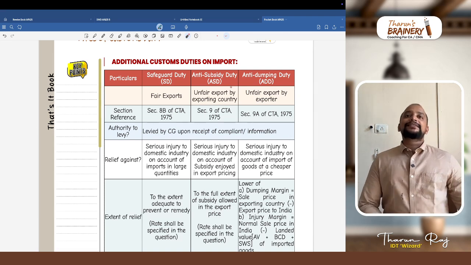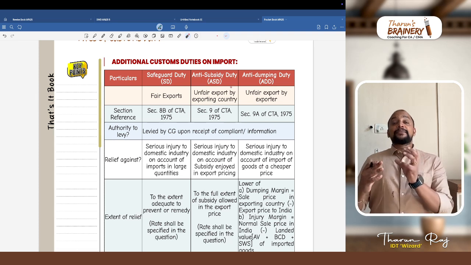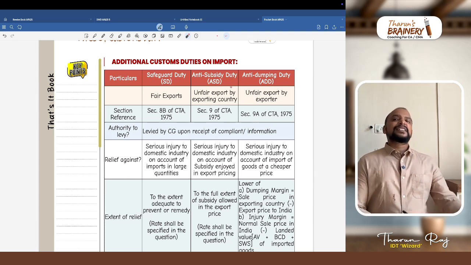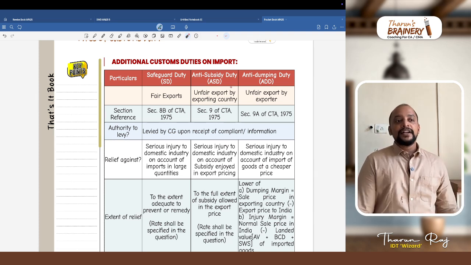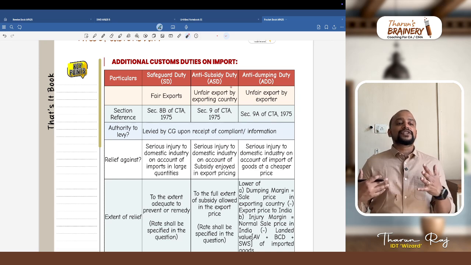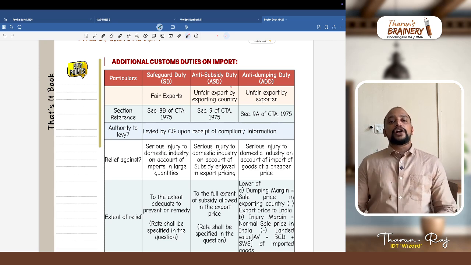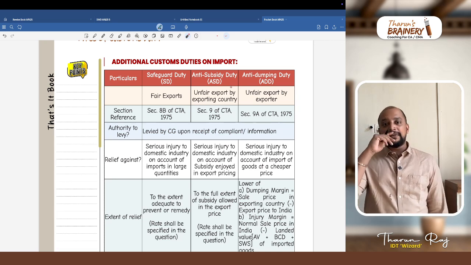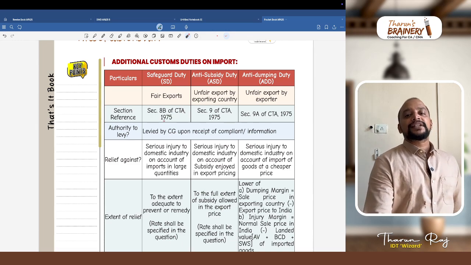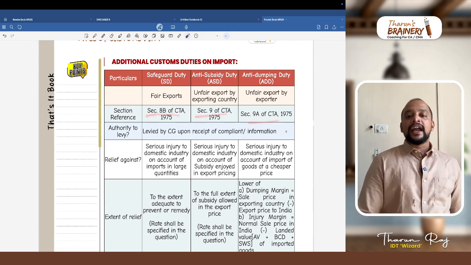Anti-dumping duty, the person is dumping goods to India at a price less than their selling price, so it's an unfair export made by the exporter. But safeguard duty is levied in case imports are made in large quantities, that is not unfair, it is a fair export only made by the exporter. Section reference 8B, 9 and 9A.